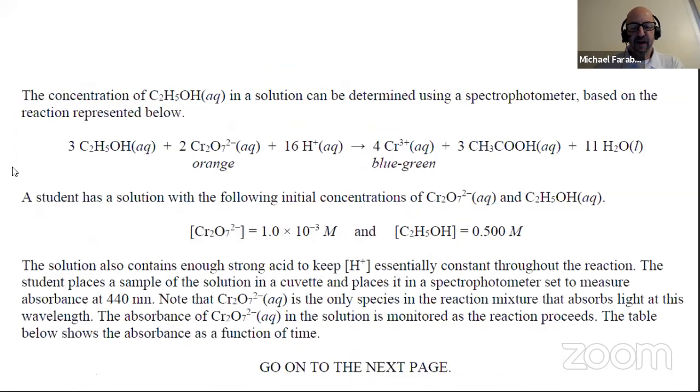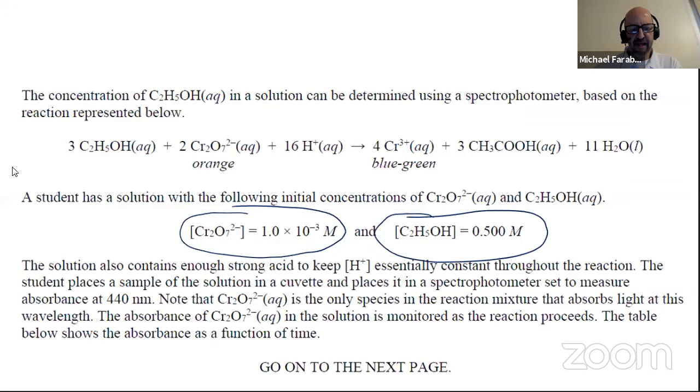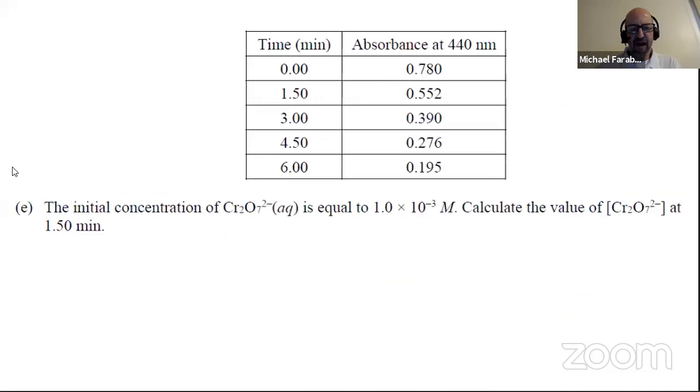All right, we now have another part of the question. We're going to go on to part E. It talks about a particular reaction, and this has to do with kinetics. So we have a reaction involving ethanol. We are given the initial concentration of something called Cr2O7 2-, that's the dichromate ion. We're given the initial concentration of the ethanol, and they talk about a cuvette and absorbance, and we have this data.